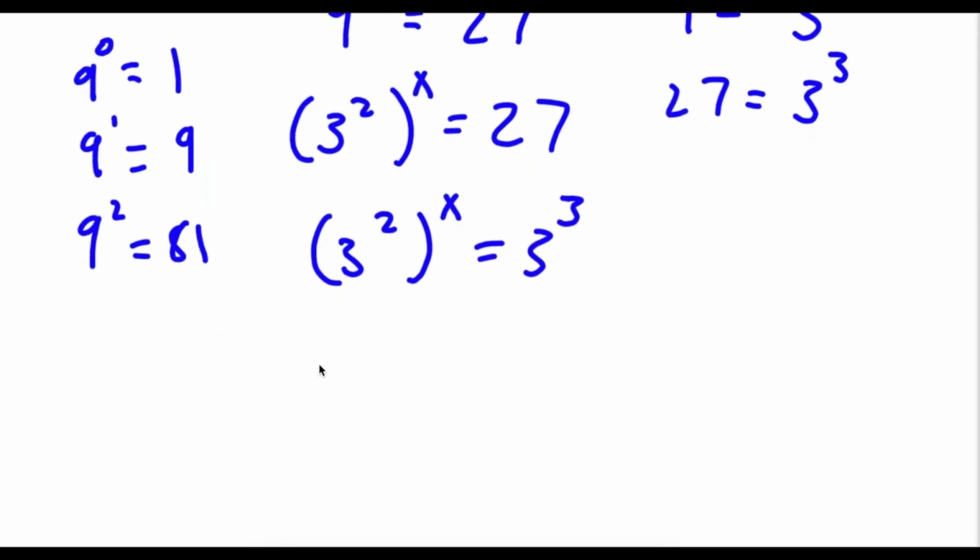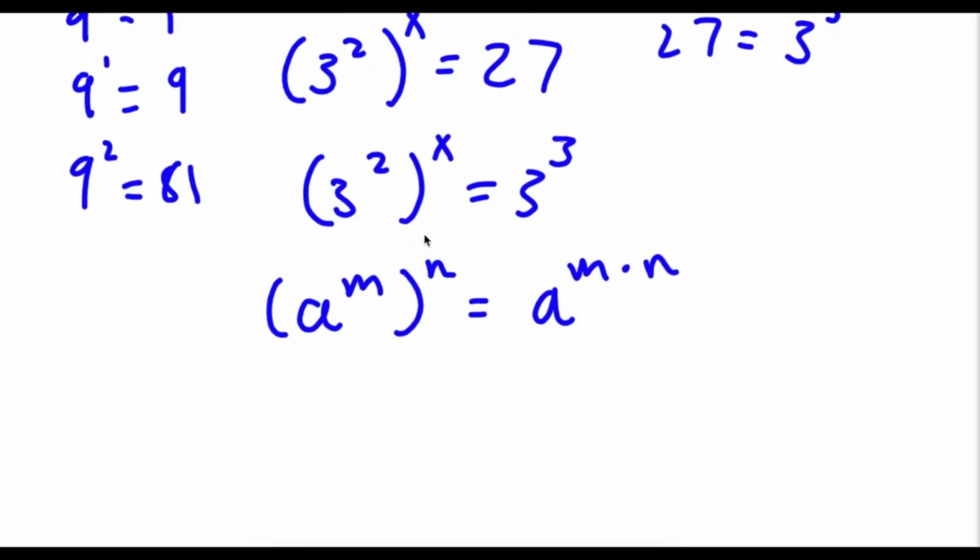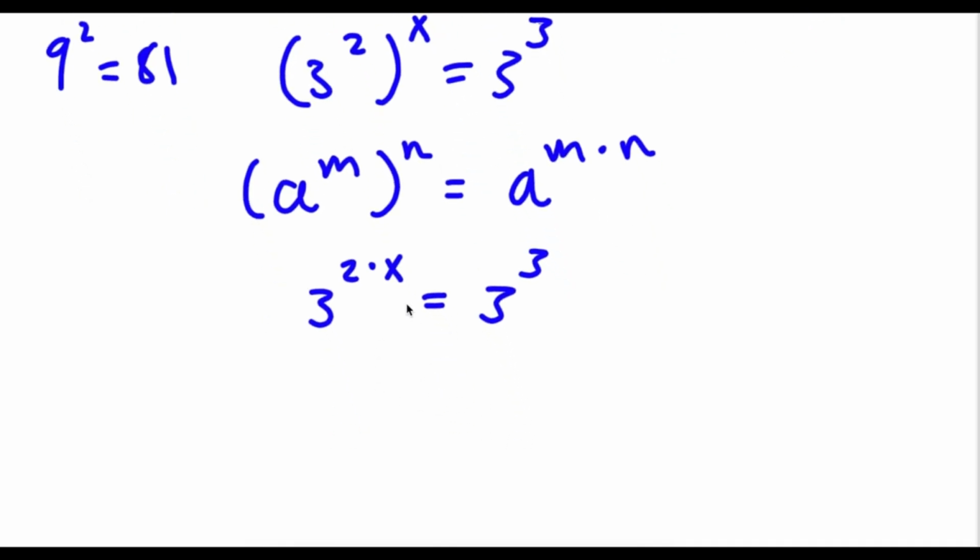Now, if I have something in the form a to the power of m to the power of n, this is equal to a to the power of m times n. So 3 to the power of 2 to the power of x is going to equal 3 to the power of 2 times x, which is the same thing as 3 to the power of 2x. So that is equal to 3 to the power of 3.